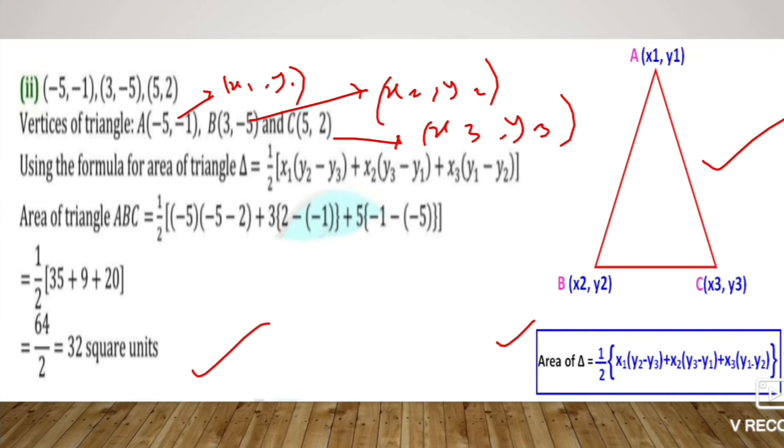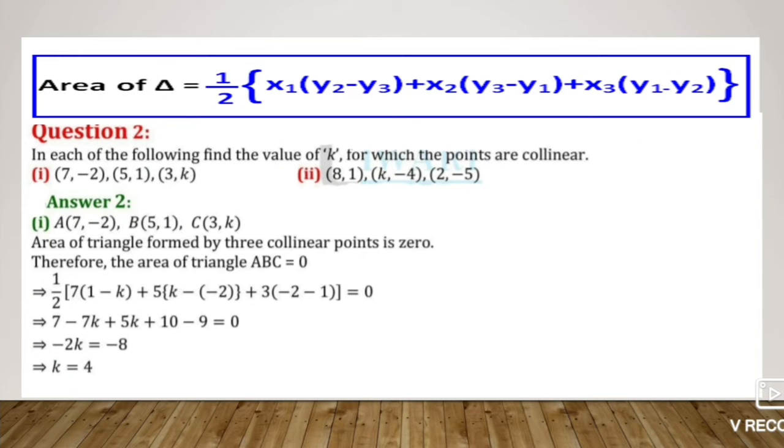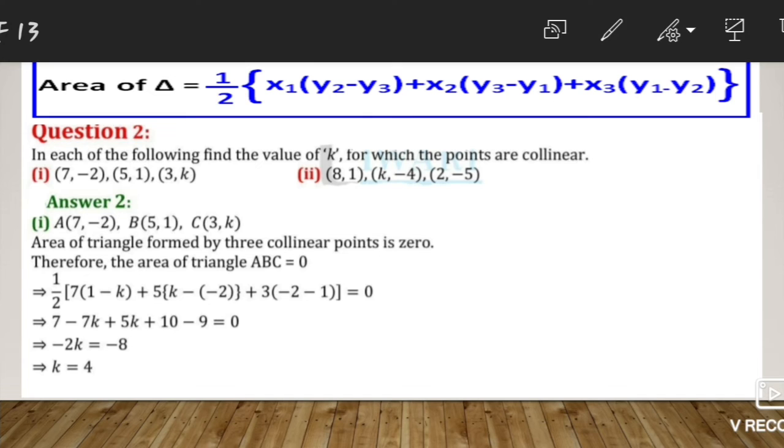Now the next question. In each of the following, find the value of k for which the points are collinear. I have discussed this situation. If 3 points are collinear, that means these 3 points lie on a single line, so they are not making a triangle. Since it is not making a triangle, the area of the triangle will be equal to 0.